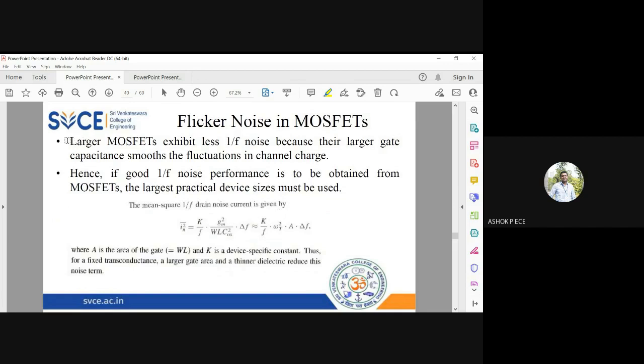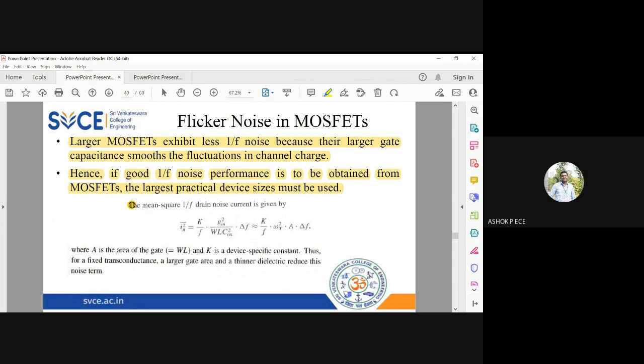So larger MOSFETs will exhibit less 1/f noise because their large gate capacitances will smoothen the channel charge. Large MOSFET means the MOSFETs whose dimension is very large. Those MOSFETs will have lesser 1/f noise, compared to smaller MOSFETs. So if good 1/f noise performance is to be obtained from a MOSFET, you have to use large MOSFET devices or MOSFETs having larger channel length.